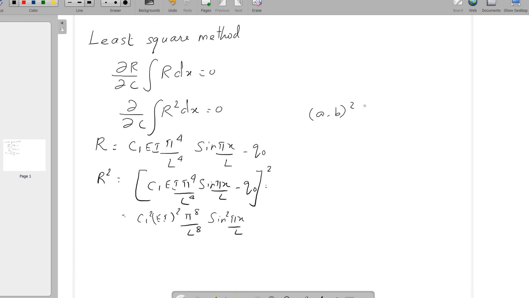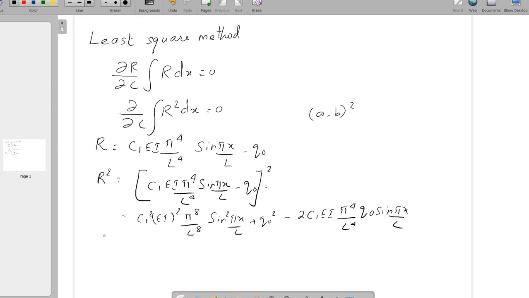So it is A square plus B square minus 2AB. So plus Q naught square minus 2 C1 EI pi power 4 by L power 4 Q naught sin pi x by L. So the first term is A square. Here it is B square minus 2A into B. So the B component is Q naught. So now it is squared.